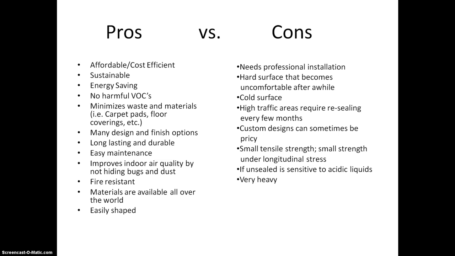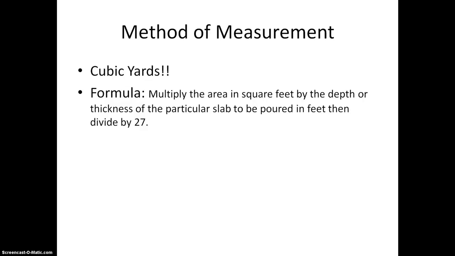Small tensile strength, or small strength under longitudinal stress. If unsealed, it is sensitive to acidic liquids, and it is very, very heavy. Method of measurement, cubic yards. So the formula for that is multiply the area in square feet by the depth or thickness of the particular slab to be poured in feet, then divide by 27. We've dealt with that before.